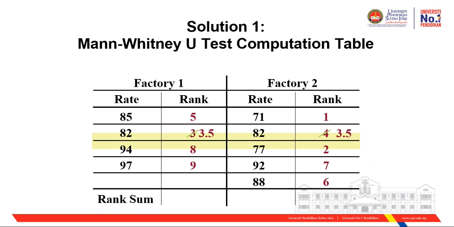So that's done for your ranking. Remember the procedure: the second step is you need to sum the ranks. You total up the ranks for each factory. Here W1 is the total rank for factory 1 and W2 is the total rank for factory 2. For factory 1, you sum up 5, 3.5, 8 and 9 and you get 25.5. For factory 2, 1 plus 3.5 plus 2 plus 7 plus 6, you get 19.5. So we have done the first step and the second step.